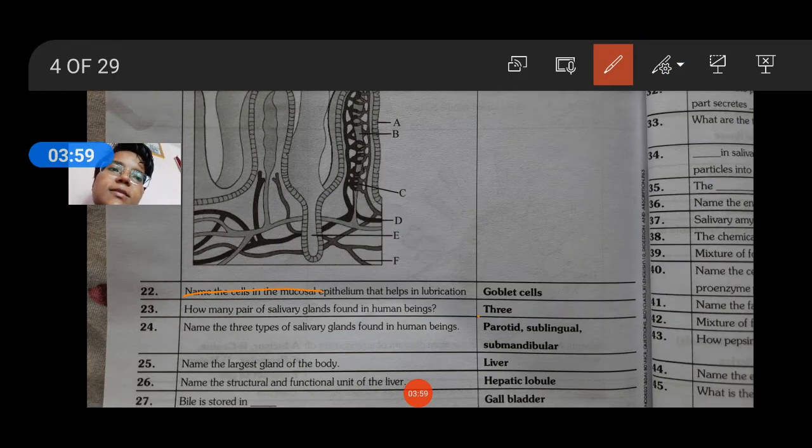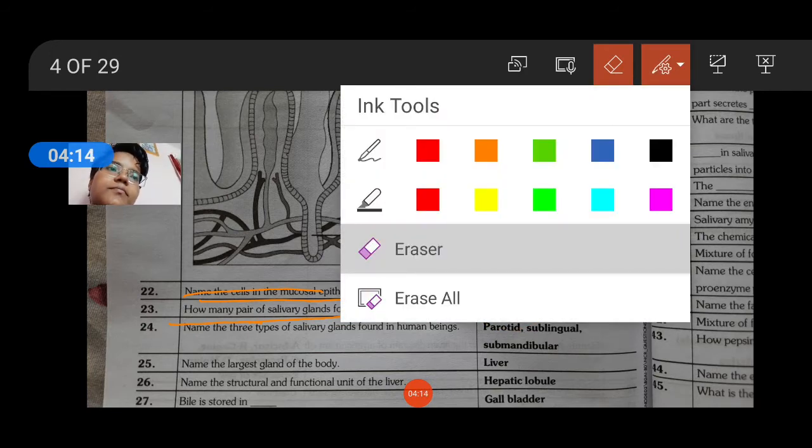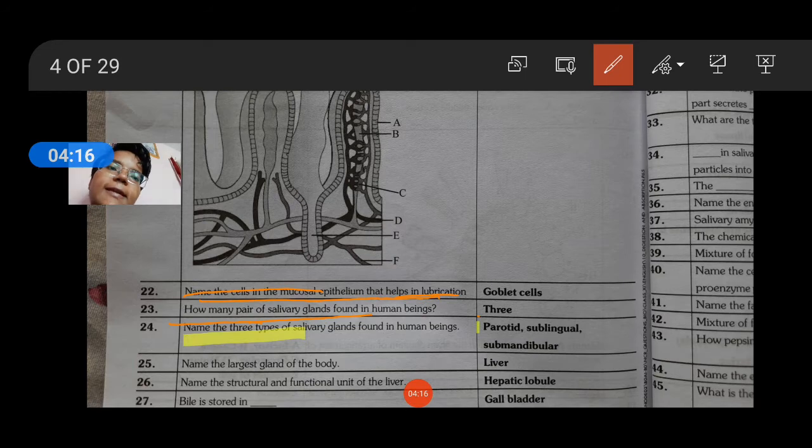Name the cells in the mucosal epithelium that help in lubrication: goblet cells. How many pairs of salivary glands are found in human beings? It's 3. Name the three types of salivary glands found in human beings: parotid, sublingual and submandibular.